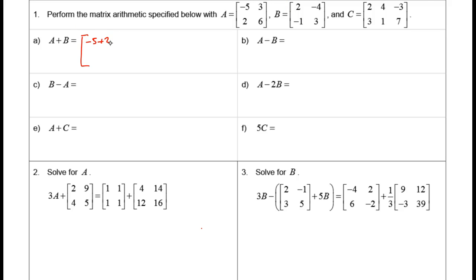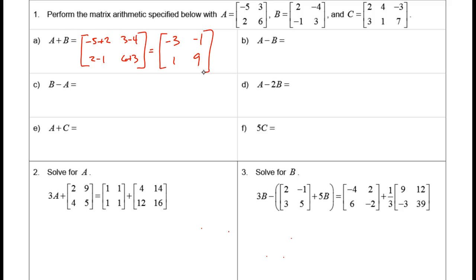For the first row, second column, I'm going to do 3 plus -4. For the second row, first column, I'm going to do 2 plus -1. And for the second row, second column, I'm going to do 6 plus 3. And the resulting matrix is -5 plus 2, which is -3, 3 minus 4, which is -1, 2 minus 1, which is 1, 6 plus 3, which is 9. Pretty straightforward.